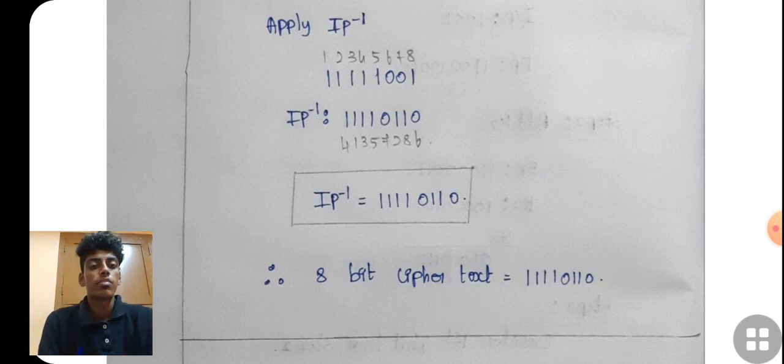The final answer is 11110110. That's all. I think everybody got the information clearly.